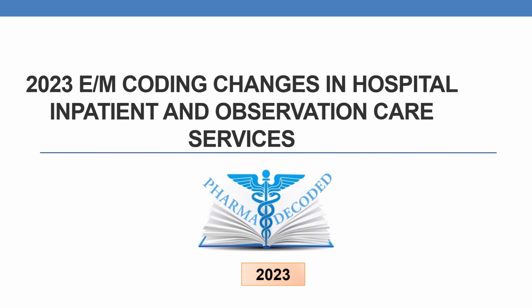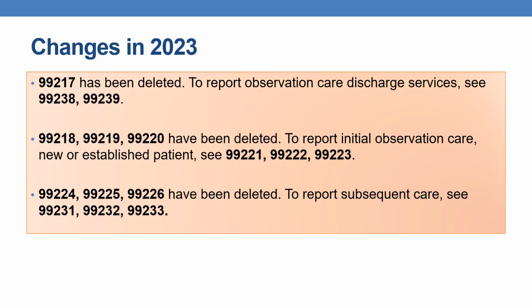Hello everyone, now let us discuss the 2023 E&M coding changes in hospital inpatient and observation care services. Now coming to the hospital observation services. The changes in 2023 mainly are that all the hospital observation services have been deleted. CPT 99217 has been deleted. To report the observation care discharge services, you need to see 99238 and 99239.